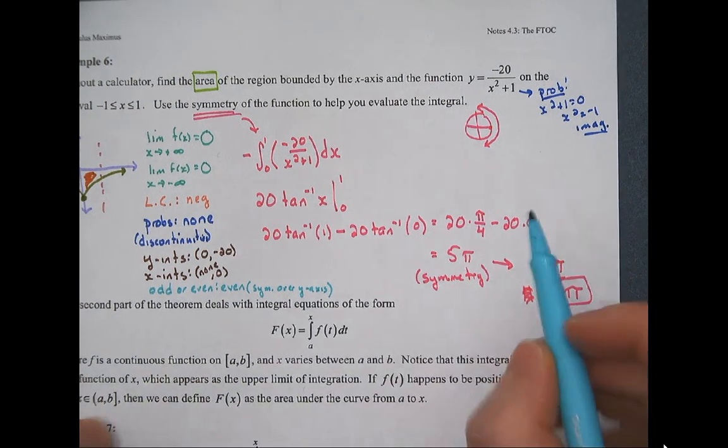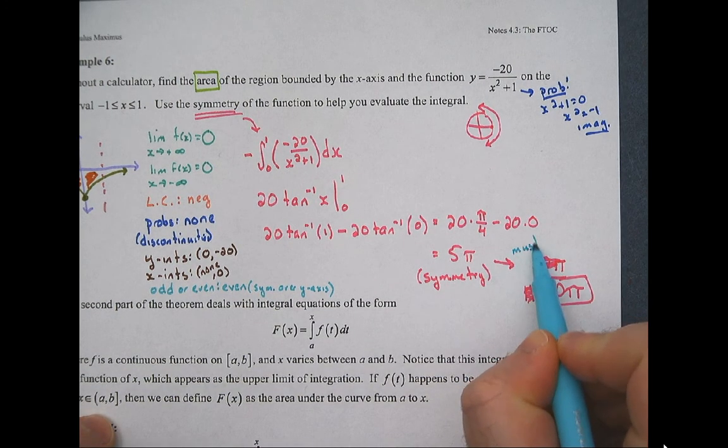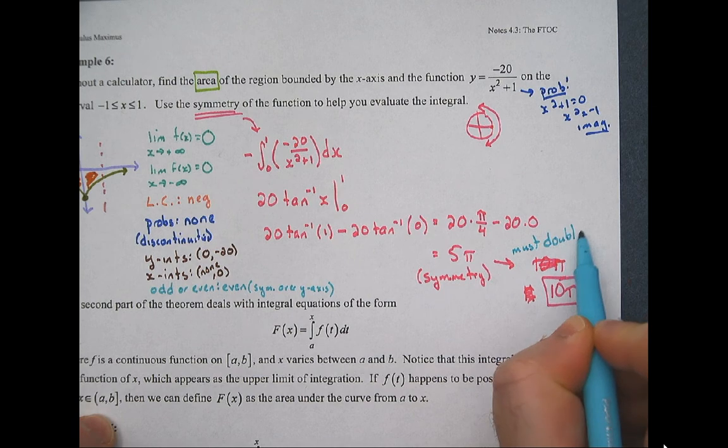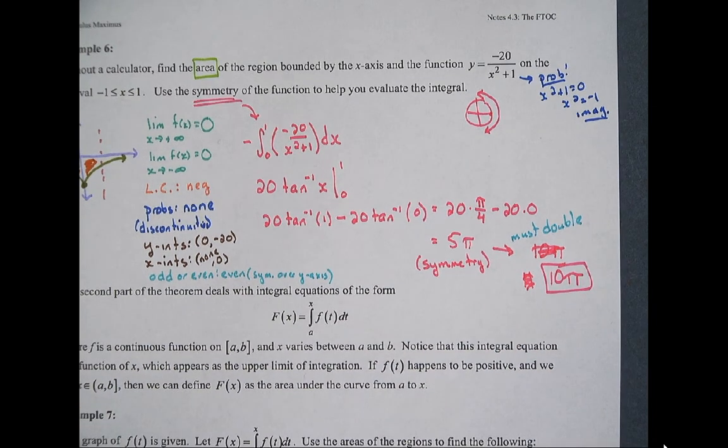So I'm going to write the word double in here. Must double, because we went with a smaller region.